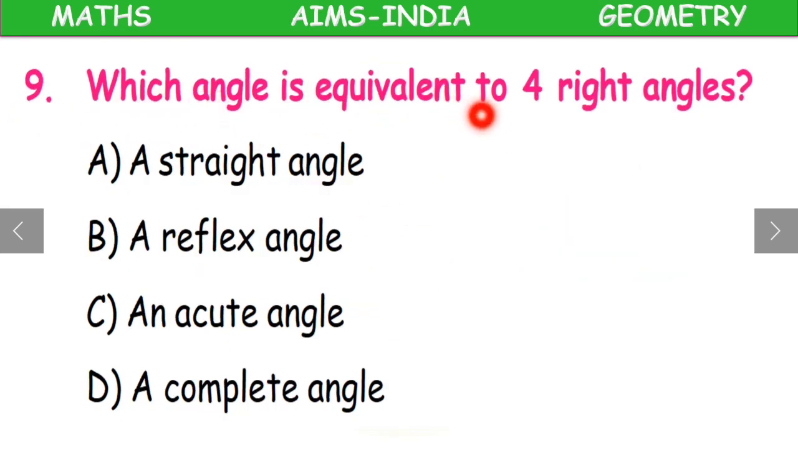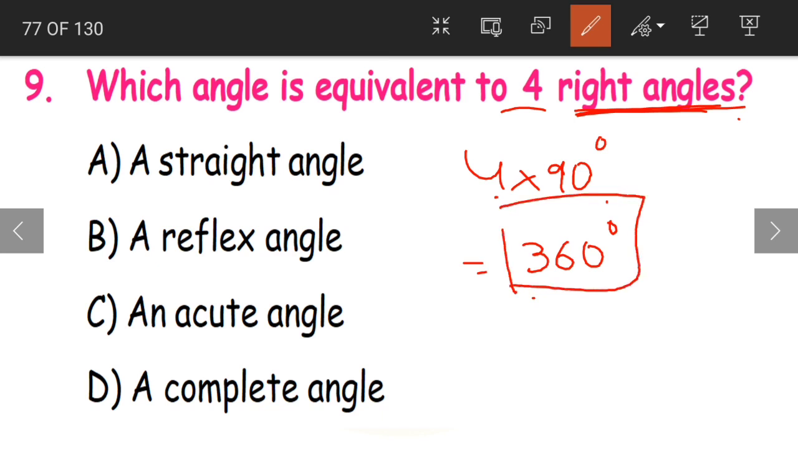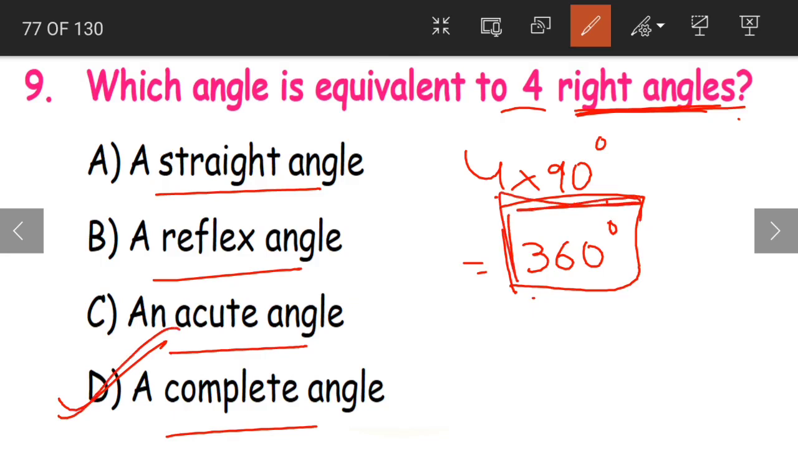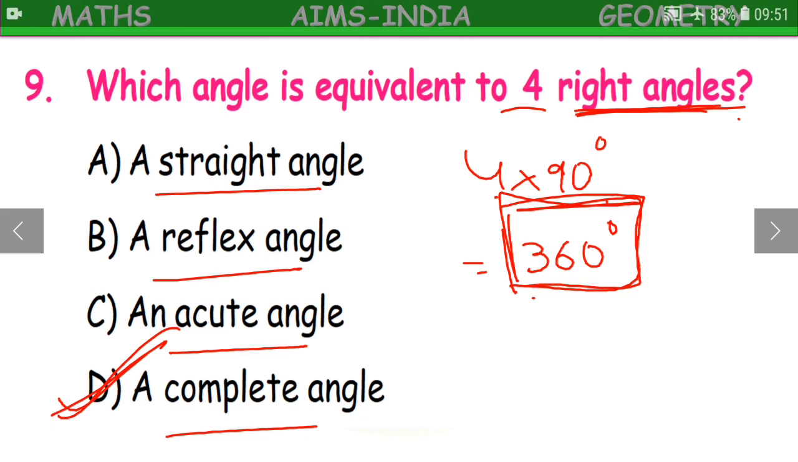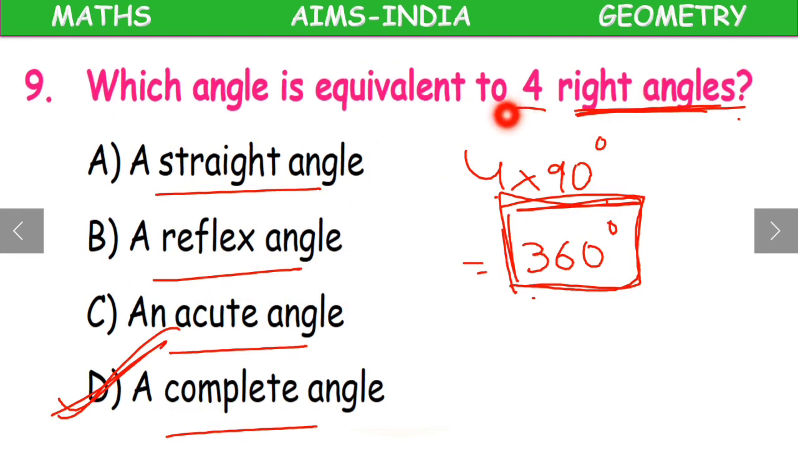Question 9. Which angle is equivalent to 4 right angles? 4 right angles. So 4 into, what is the value of a right angle, children? Measure of right angle? 90 degrees. So 4 into 90 degrees is equal to 360 degrees. Now a 360 degree angle is called what? Is it a straight angle, reflex angle, acute angle, or a complete angle? It is a complete angle. 360 degrees is a complete angle. So option D becomes our correct answer. See, a complete angle is equal to two straight angles, or else it is also equal to our four right angles.